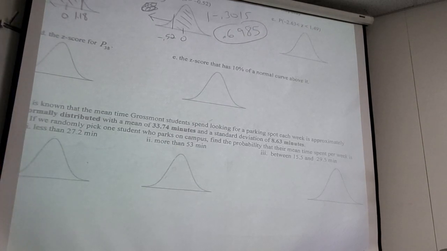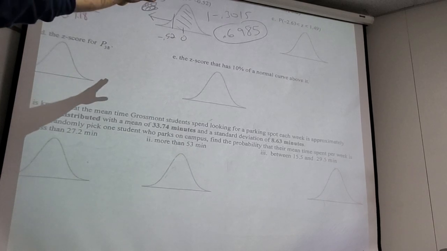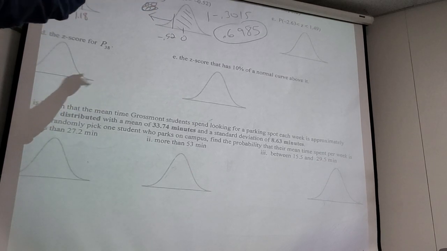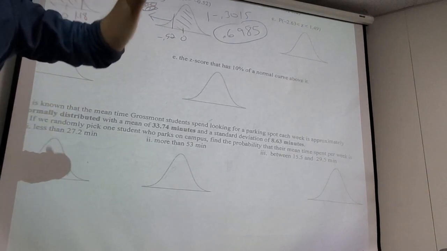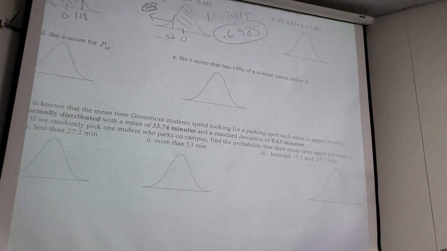All right, can you draw part C? I'm going to give you a minute or so to try to figure out how to do it. Part C is a little bit rougher because I have two z-scores. So first draw it. Shade in the area that it wants.